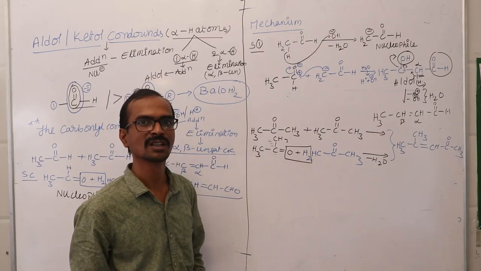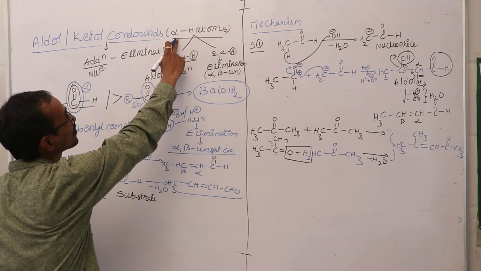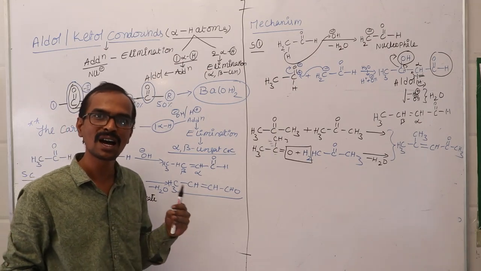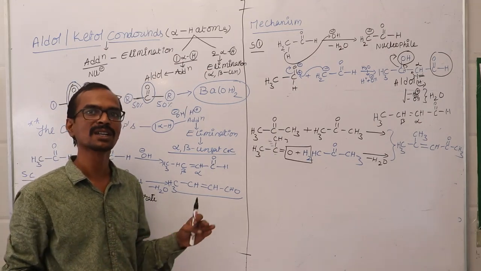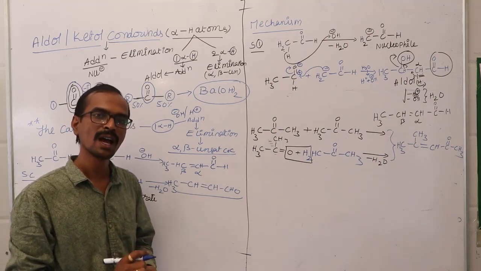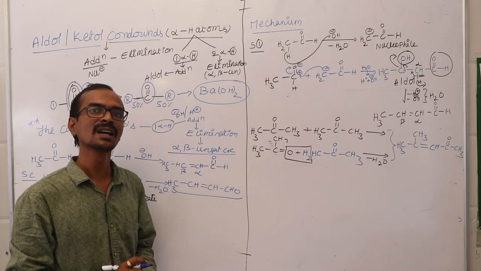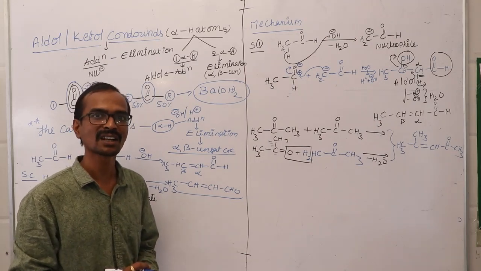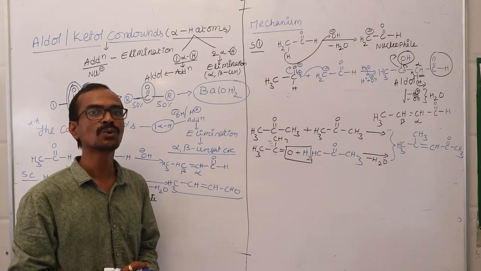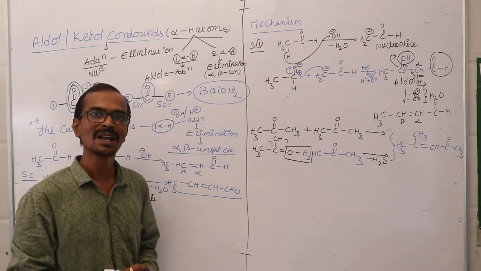So in this reaction, as I told in the beginning, only the carbonyl compounds with alpha hydrogen atoms participate. If the carbonyl compounds are without alpha hydrogen atoms, they do not participate in the reaction. If one molecule without alpha hydrogen and another molecule with alpha hydrogen are given, that is called a cross-aldol condensation. The reaction between two different carbonyl compounds is simply called cross-aldol condensation.